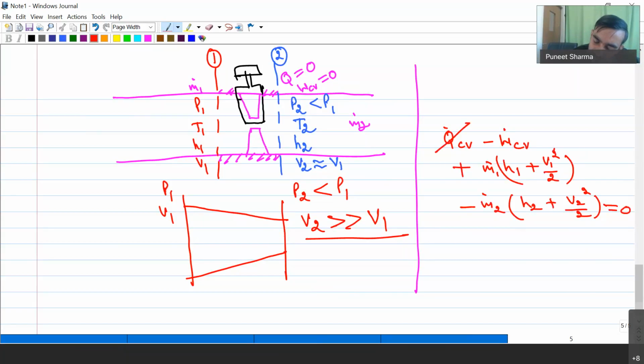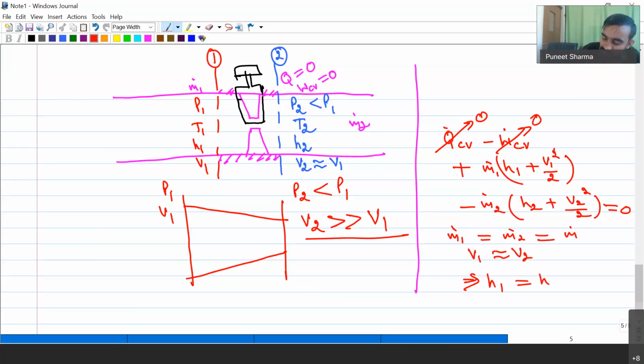So now Q is 0, W is 0. Also, if the process is steady, M1 dot will be equal to M2 dot, which will be equal to M dot. And I have already told you that V1 is nearly equal to V2. So finally I will find that H1 is equal to H2. So it means during the throttling process, our pressure will be decreasing, but the enthalpy of the medium will remain constant. Is this point clear?